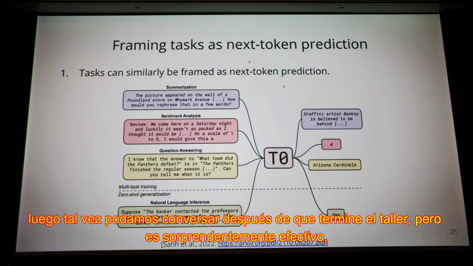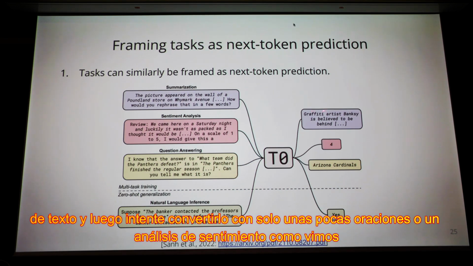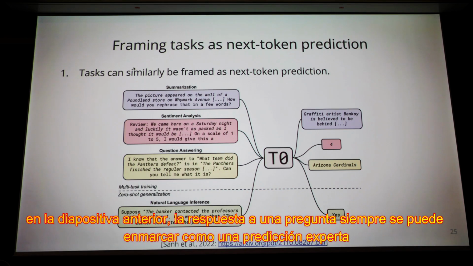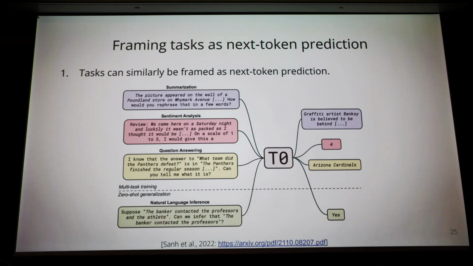But it's surprisingly effective. So for example, here, summarization. You can try to get it to look at a large amount of text and then convert it to just a few sentences. Or sentiment analysis, as we saw on the previous slide. Question answering can always be framed as a next word prediction, where you give it the question and then ask it what you think the answer is.